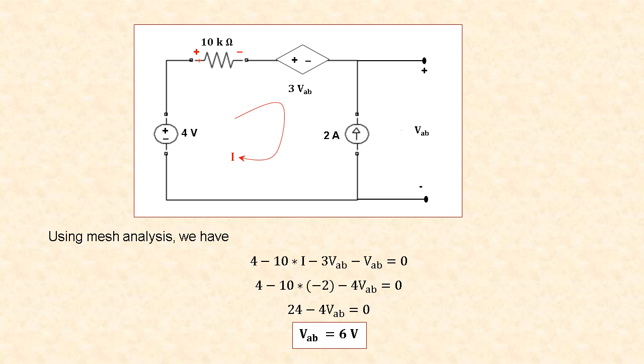Hence it is considered as drop. From the circuit, we can understand that this mesh current I is nothing but minus 2 amps, since it is opposite to the direction of current source. So substituting for that, 4 minus 10 into minus 2 minus 4 VAB is equal to 0. So 24 minus 4 VAB is equal to 0. 4 VAB is equal to 24. So VAB is equal to 6 volt. Hence the terminal voltage of the given circuit is 6 volt.